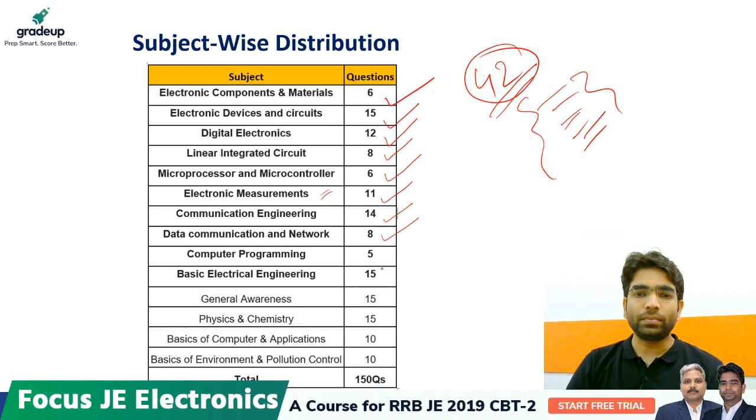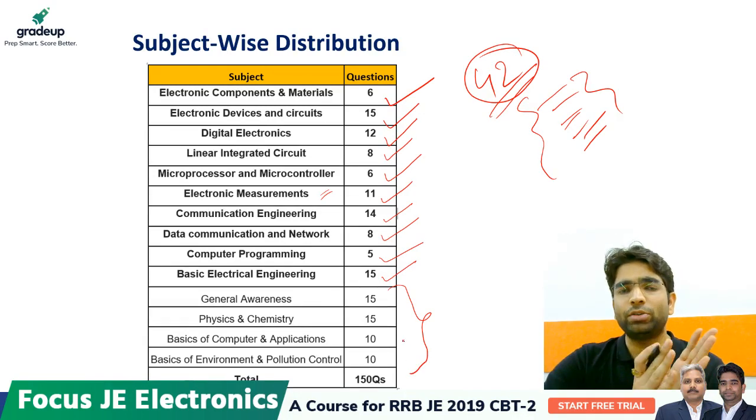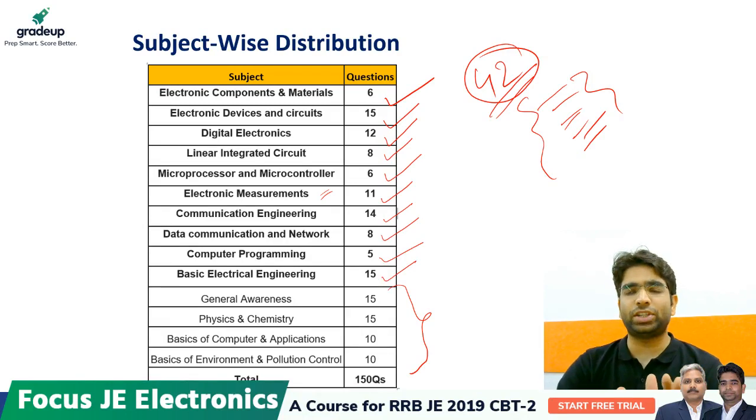Computer programming also, at least 5 to 7 questions will be there in your examinations. Basic electrical engineering, that is network theorems, will be asked in your examination. General awareness, and these are actually fixed. So can you see the weightage that was decided in the mock? The main examination will be exactly the replica of this. The distribution that was done in the Grade Up mock is very perfect, and I want to say you follow this.